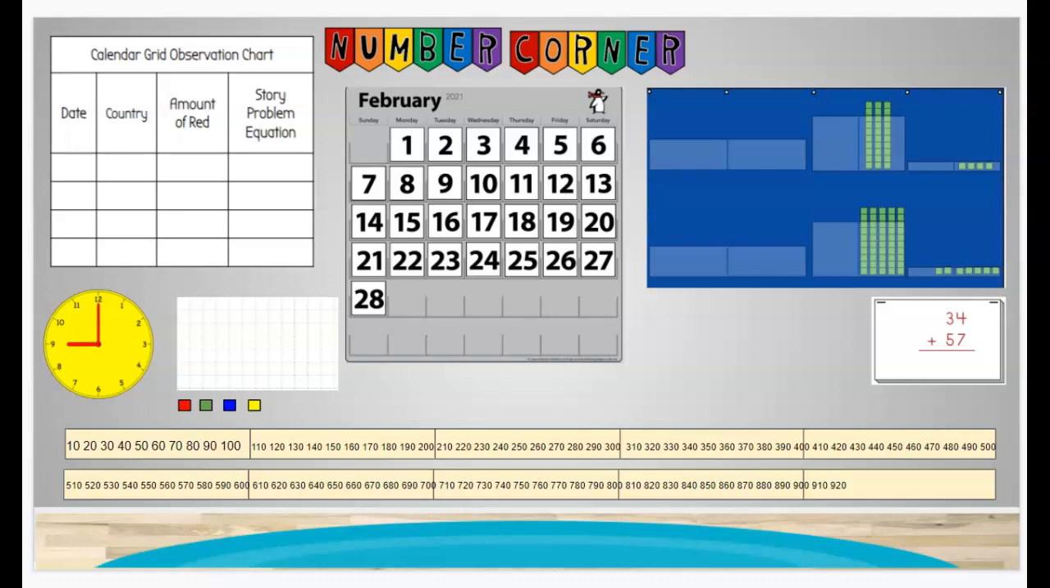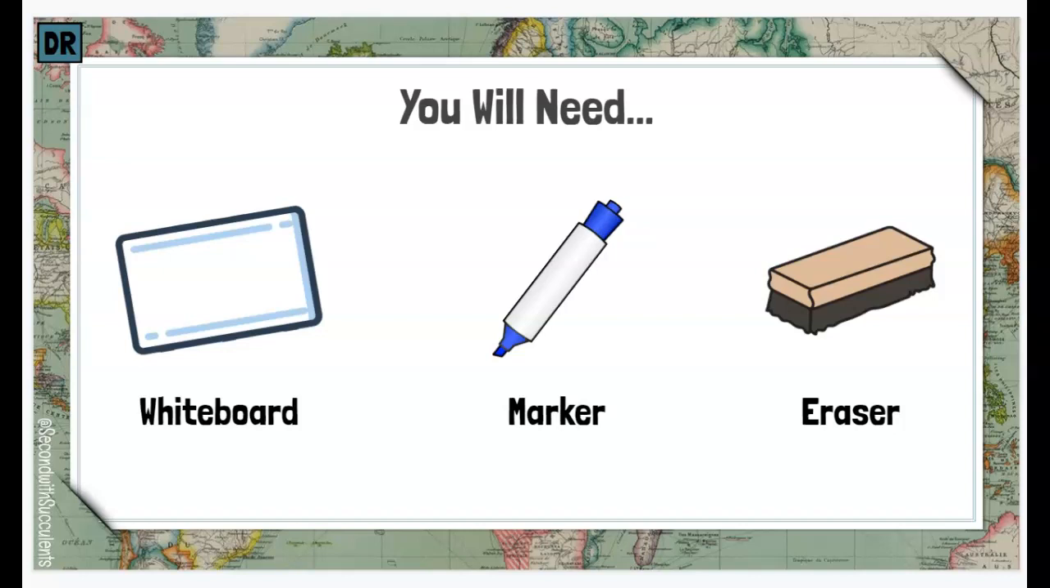For Number Corner today, we are going to be looking at our calendar grid and solving a few more story problems that go with the markers. Today, you will need your whiteboard, marker, and eraser. If you don't have a whiteboard, remember, a piece of paper and a pencil will work just fine. You can pause the video now to get what you need.